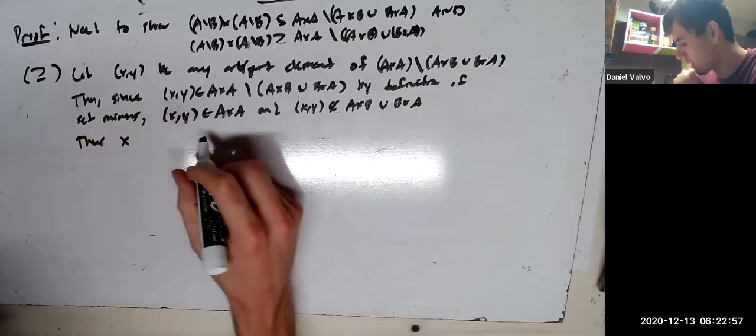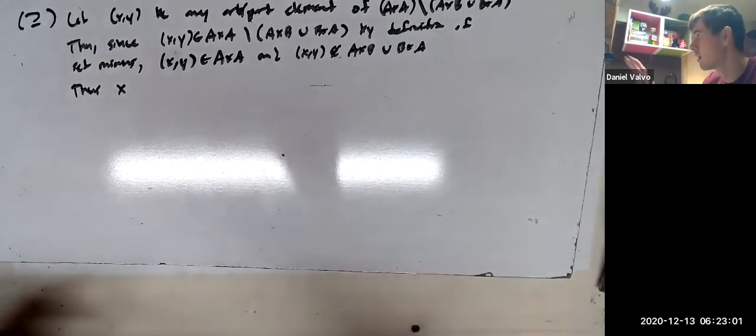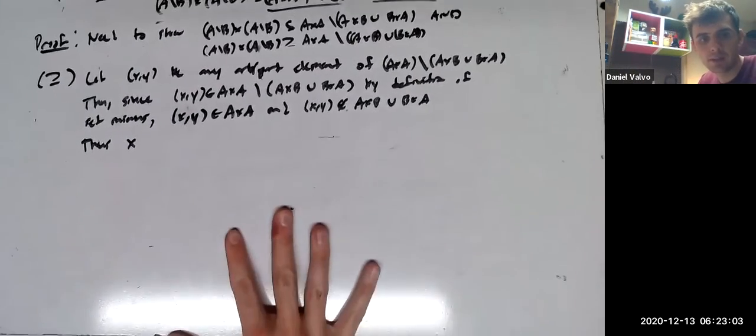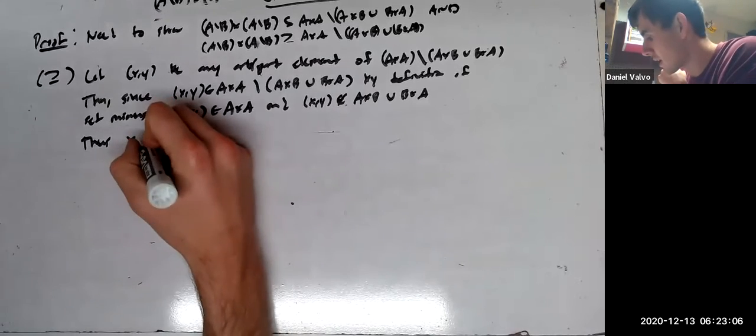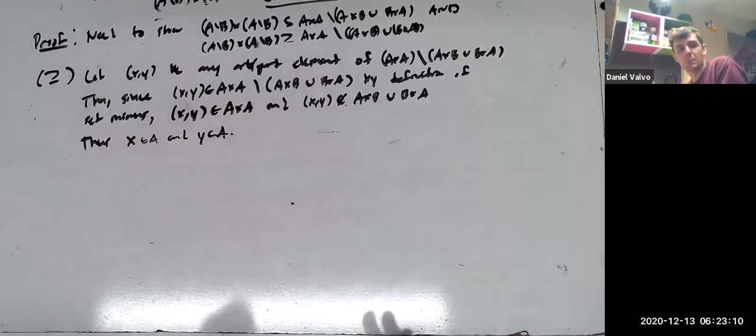Thus, if (x, y) is in A cross A, we know that x is in A and y is in A. That must happen.